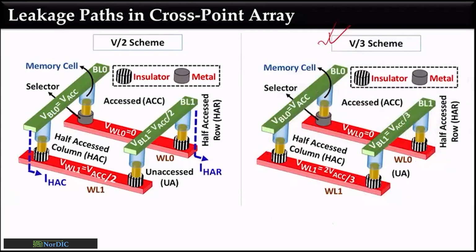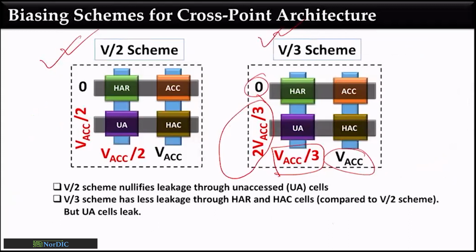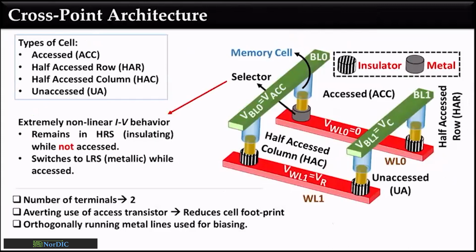Now, let me stop here. And by the way, the very first slide that we talked about, right? This will just introduce what is what. These are the memory cells. These are selectors, and I'll explain what a selector is. These are metal lines and whatnot, and it will explain what ACC means: accessed, half access row, half access column, unaccessed, right? Now, let's spend some time and talk about the specifications of a selector.